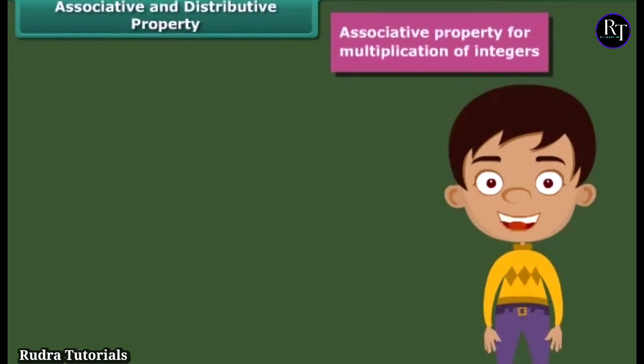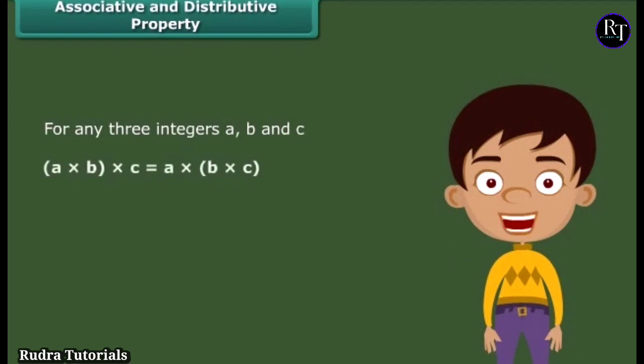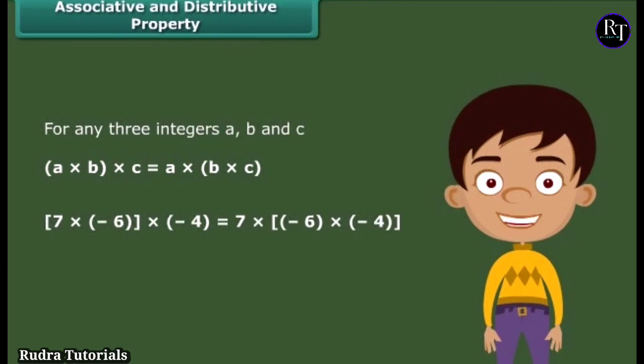The product of three integers does not depend upon the grouping of integers, and this is called the associative property for multiplication of integers. For any three integers a, b, and c, (a × b) × c is equal to a × (b × c). For example, (7 × -6) × -4 is equal to 7 × (-6 × -4).